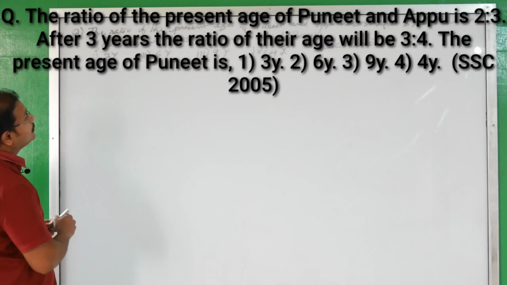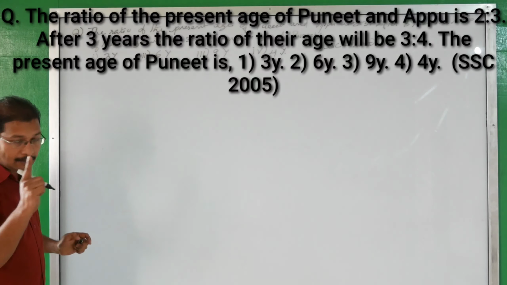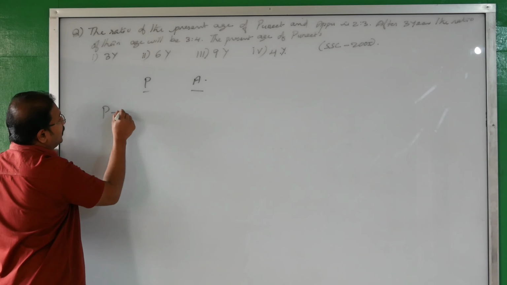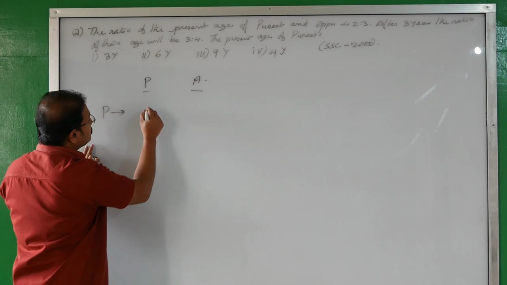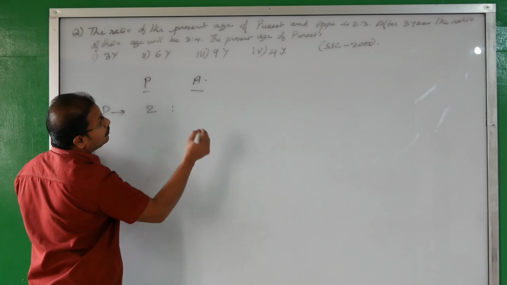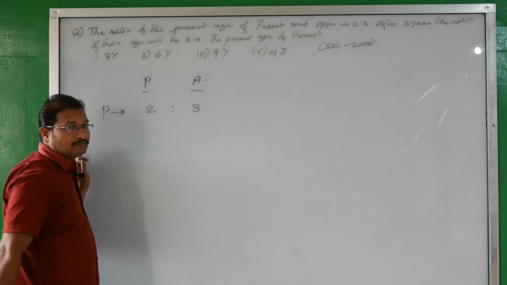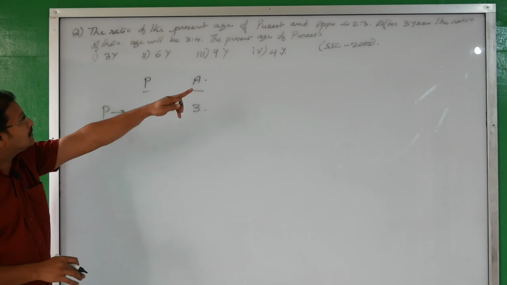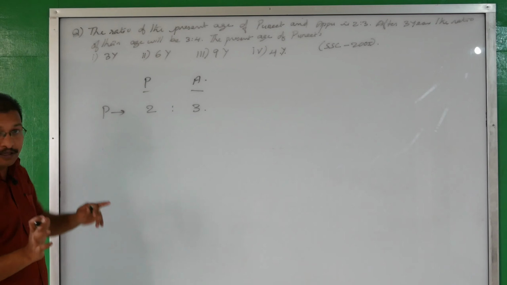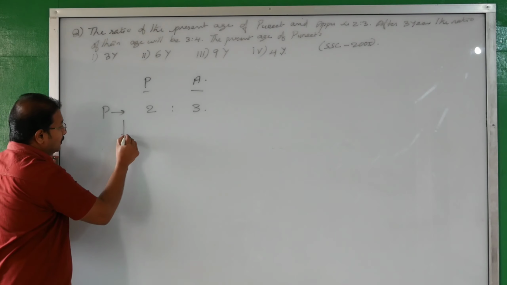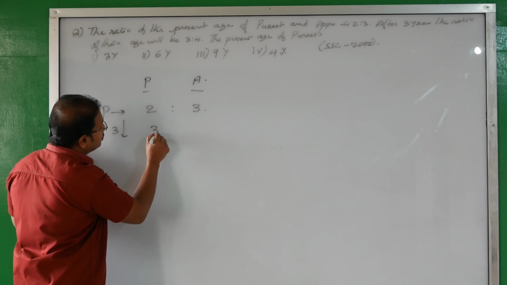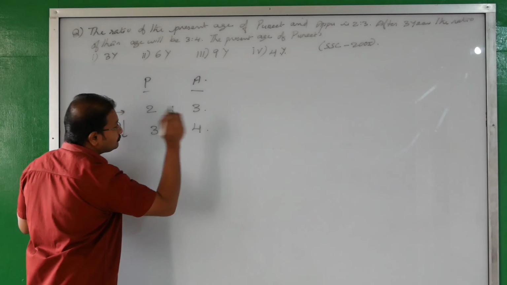Ready? Let's see now. So two persons, Puneet and Apu. The present age ratio is given, so Puneet is 2 is to Apu, yes, 3. Now, what is the next condition? After 3 years, the ratio of their age will be 3 is to 4.